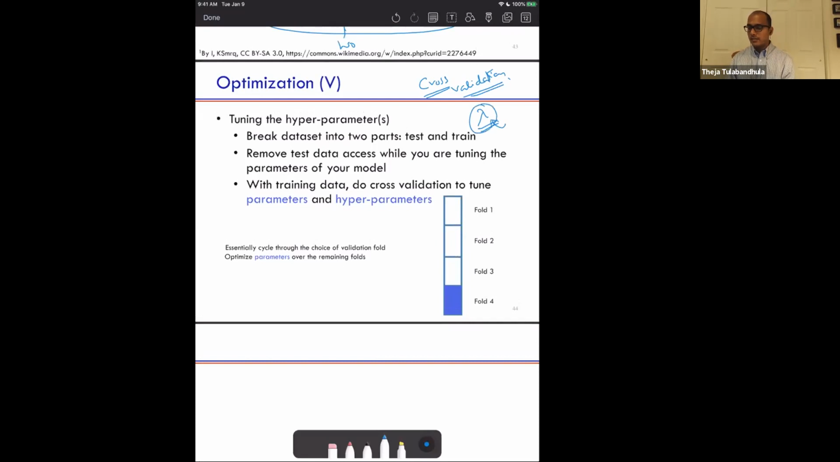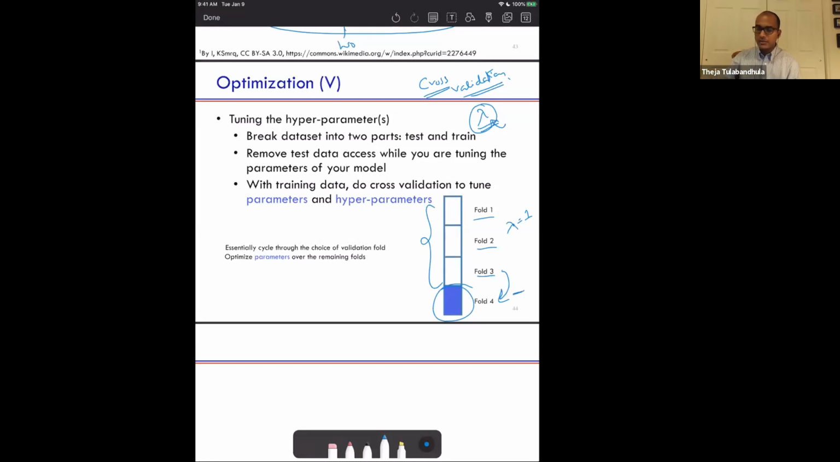And you can make a good choice for lambda by breaking the data set into multiple folds and leaving a fold out, training on the rest of the folds at a given choice. So let's say lambda is 1: training on the rest of the folds, making a prediction on the left-out fold, getting a score, and averaging those scores. I'm not going to describe cross-validation in detail here.